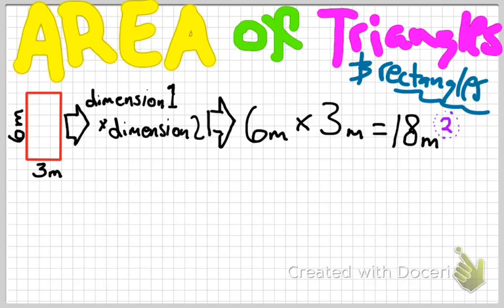So I know we're not talking about just one dimension, because otherwise you'd think it's 18 meters long. We're not talking about long. We're talking about squared meters, and that's what we would use to measure area, is square units.